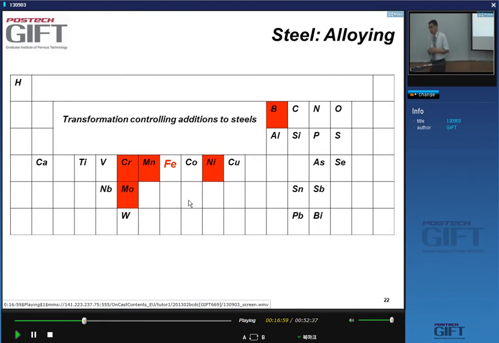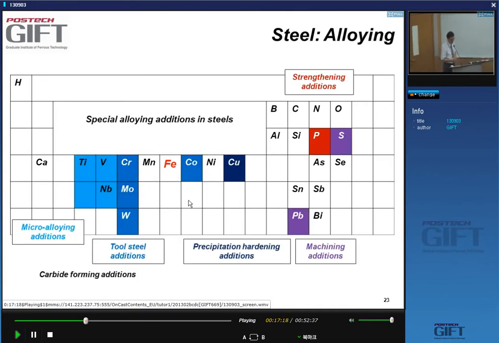In order to allow this to happen without having to use too high cooling rates, we add these elements to steels very often. And so you'll find these elements in steels where they are required, where transformations are actively being controlled. And then we have special alloying additions, which are very much depending on the applications.